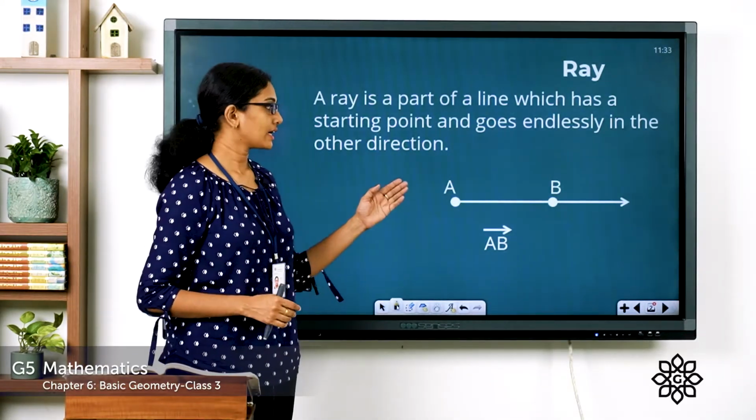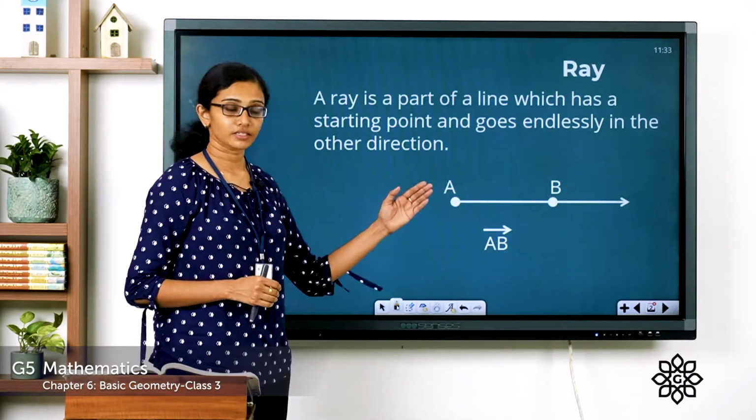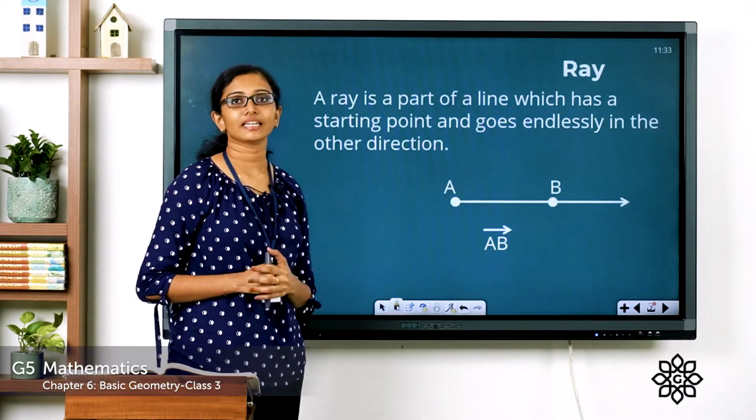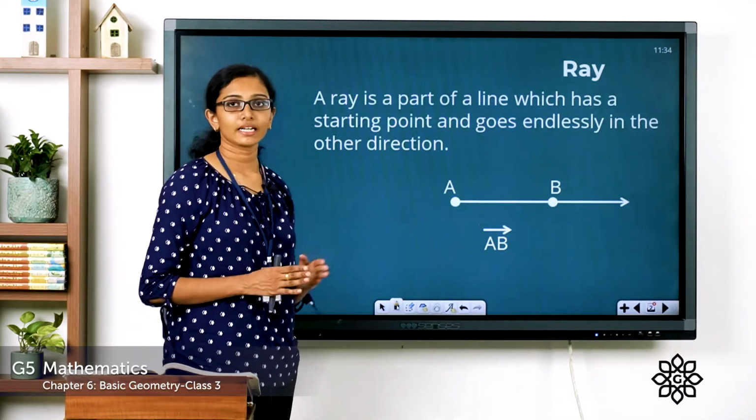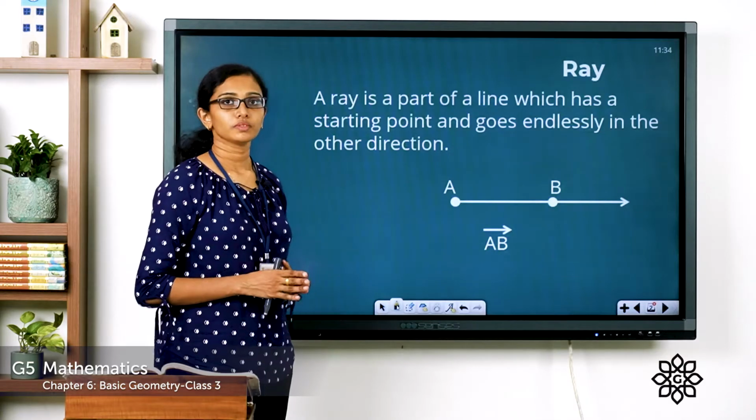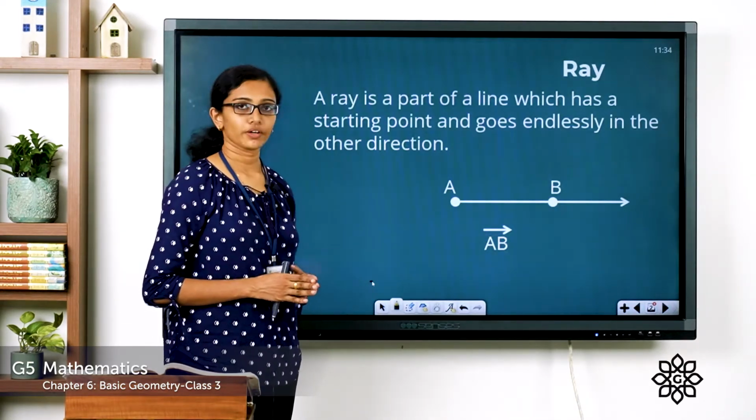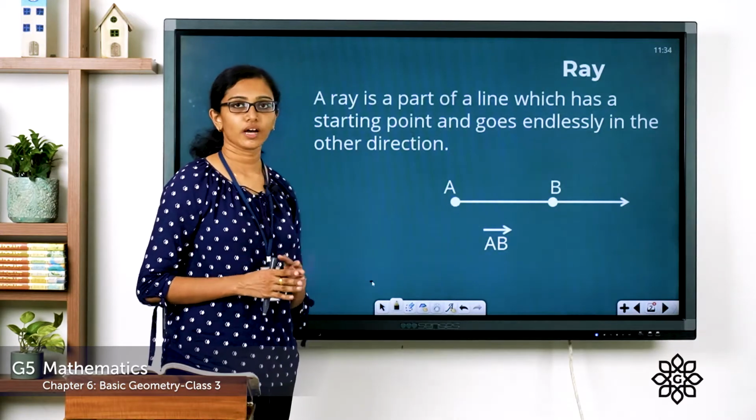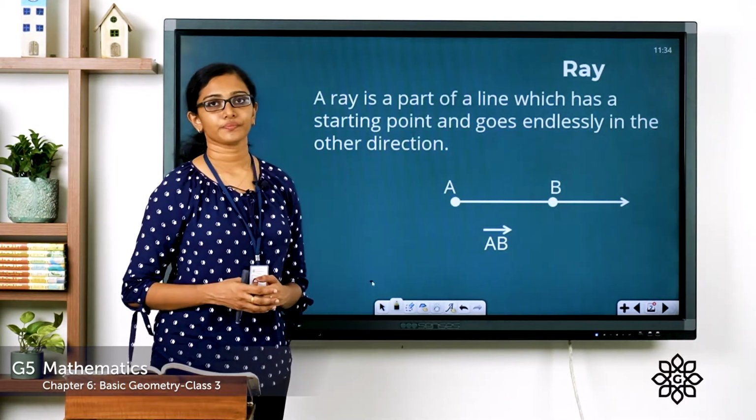See, you have a ray here, ray AB. It has the starting point A, it passes through B and it is extending endlessly. You denote a ray like this with a one-sided arrow written above the points of it. So you have the starting point A and a point on the ray B, and above that you have the one-sided arrow that represents that AB is a ray.